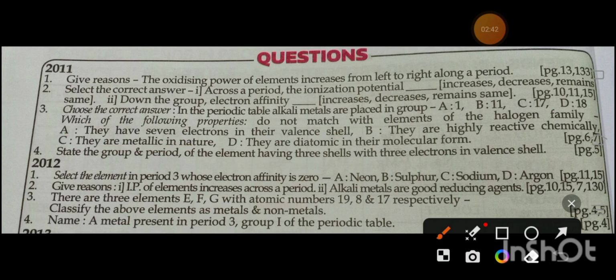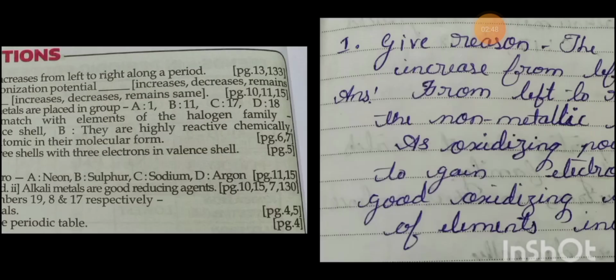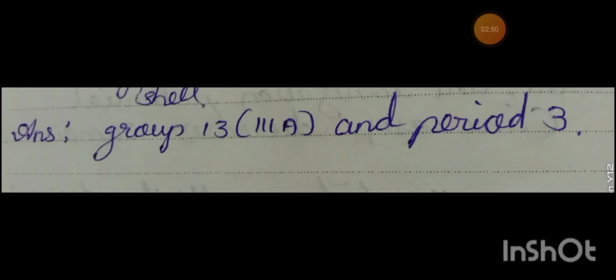Okay, the next one: state the group and period of the element having 3 shells with 3 electrons in the valence shell. For that the answer is group 13 and period 3.